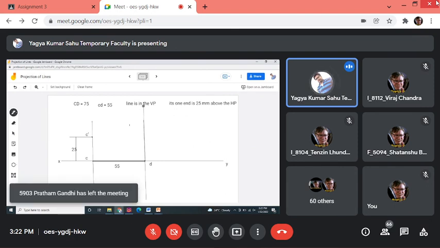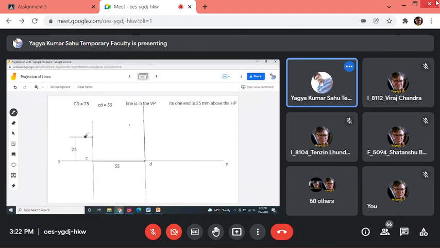I'm increasing the length of projector line. Okay. Like this. Next. What about the length of C dash, D dash? 75 mm. So radius equals 75, center C dash, find out a point on this line. What about the name of this point? D dash. Join C dash, D dash. This is the front view.